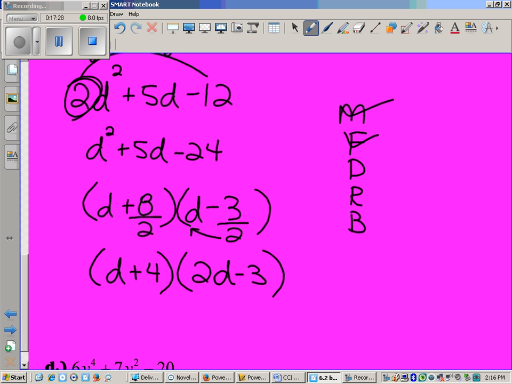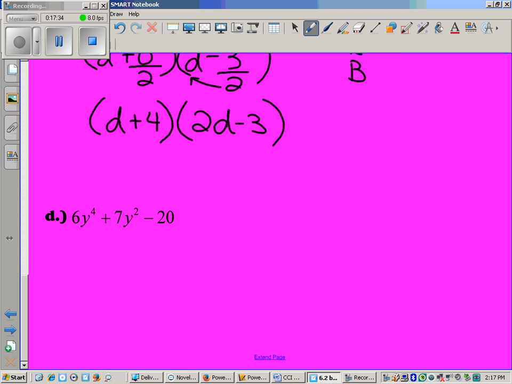So I have a 2D minus 3. Now that's not my final answer, because D doesn't really represent D. If you remember back at the very beginning, what does D really mean? Doesn't that mean my x plus 3? So instead of a D, I'm going to plug in an x plus 3. So I have an x plus 3 plus 4, and then a 2 times x plus 3 minus 3.